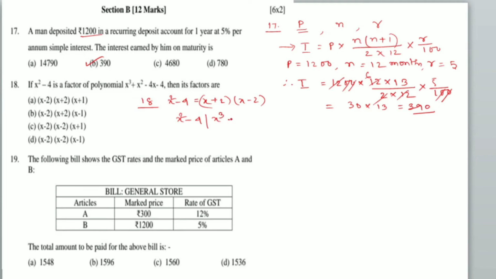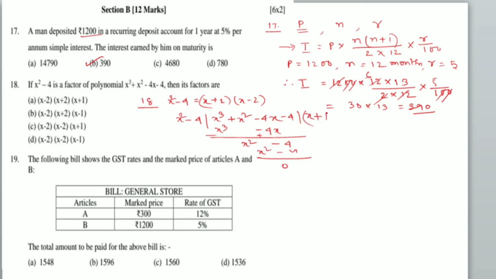X cube plus x square minus 4x minus 4. Now it will be x cube minus 4x. And here after subtraction it will be x square and minus 4. Then plus 1, it will be x square minus 4.